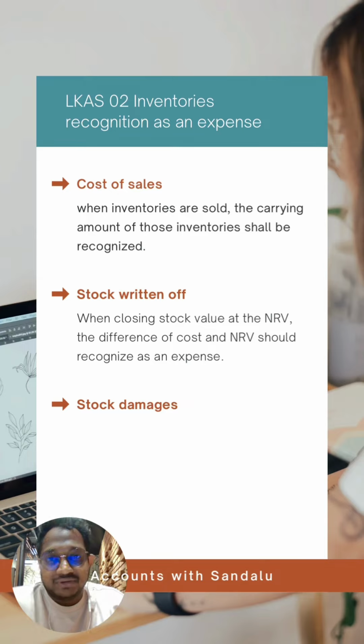And the stock written off. So when you are recording your closing stock at the NRV, the difference between cost and the NRV you should mention as stock written off in other expenses. And the stock damages and stock donations, all those cases you should mention as an expense under other expenses.